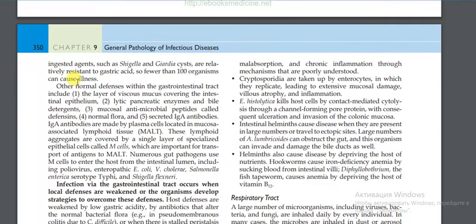Okay. So, which normal defense mechanisms do we have in the digestive tract? First of all, a layer of viscous mucus covers the intestinal epithelium. You know that mucus is viscous, and most bacteria just can't penetrate it. They don't pass towards the epithelial cells, and the epithelial cell lining also prevents bacteria from entering the adjacent connective tissue. The main aim of bacteria is to penetrate into the adjacent connective tissue. Then lytic pancreatic enzymes and bile detergents.